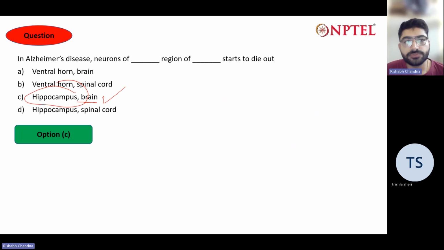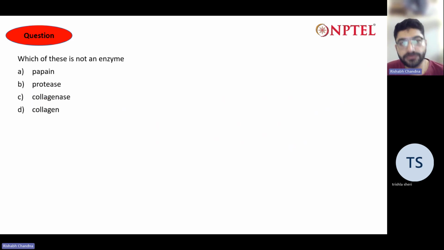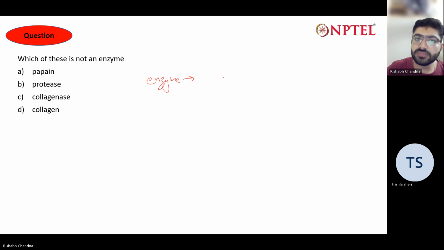Okay, now let's move on to the next question. Which of these is not an enzyme? Generally when we name an enzyme, we use the substrate name. This was the primitive way of naming an enzyme. We use the substrate name on which the enzyme is acting, plus we add ASE, so A, S, and E.